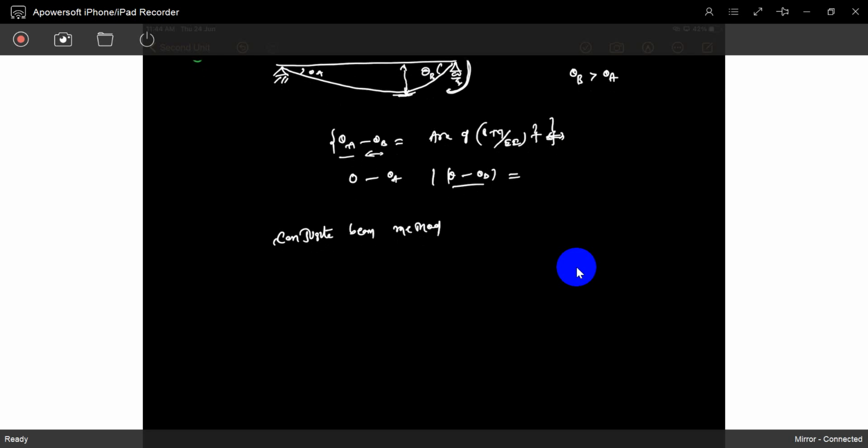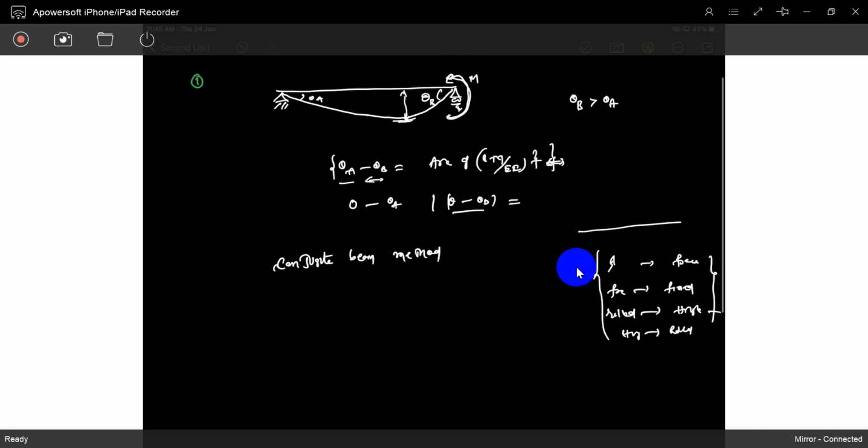So now what is the conjugate beam method? If it is a fixed support, change it to a free end. A free end, change it to a fixed support. A roller or hinge, change the supports accordingly. That is the conjugate beam. And also, on the conjugate beam we have to place the bending moment curvature diagram as a load on that beam. So first we have to find out the moment diagram.